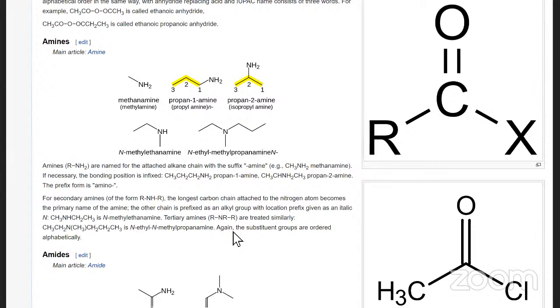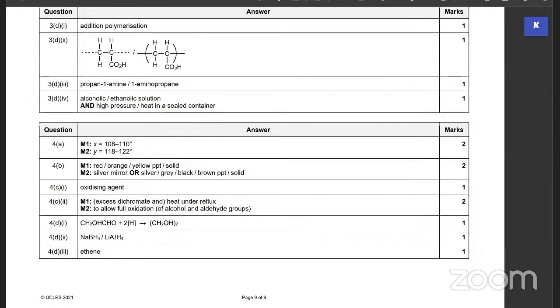Okay, so the IUPAC one is going with propanamine instead of propyl. That's what they're going with. And the position of the amine group, if it's on the second carbon, it's just like alcohol. Just like propanol, this is now going to be referred to as propanamine. Okay, so just remember this. So let's come back to the paper.